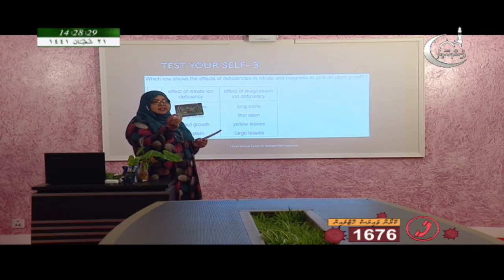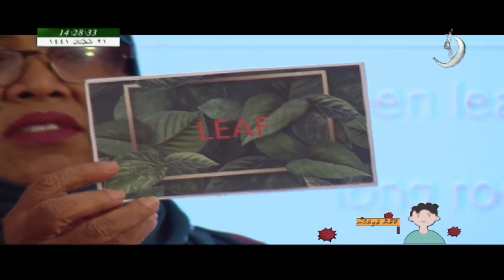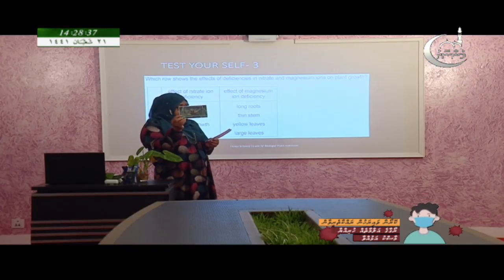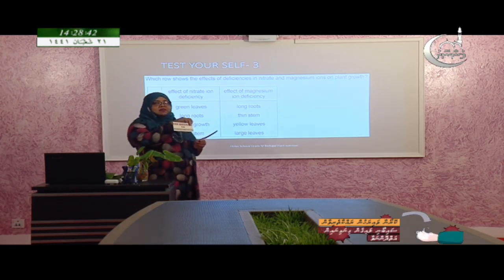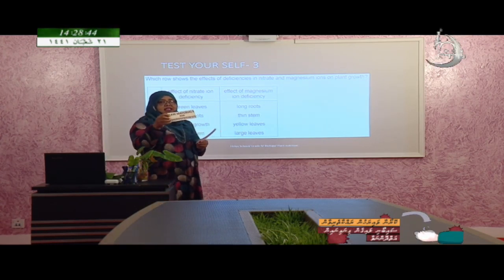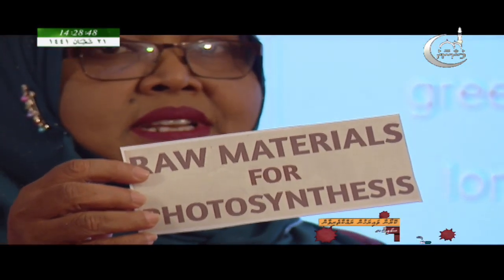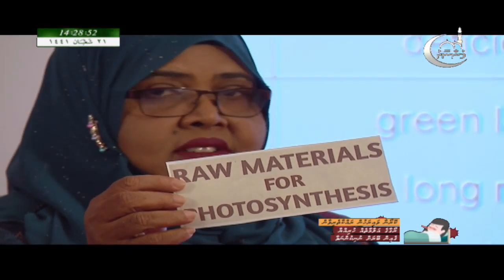Leaf. What is a leaf? Why is the leaf important? The leaf is the organ. Yes, very good. The leaf is the organ where photosynthesis takes place. Raw materials for photosynthesis. Can you all name what the raw materials are? I have been talking for the last 20 minutes. Carbon dioxide, water and light energy. Very good, excellent.